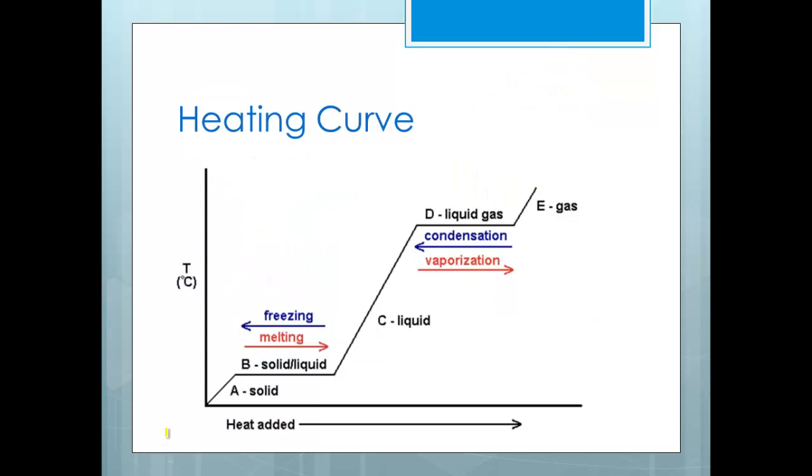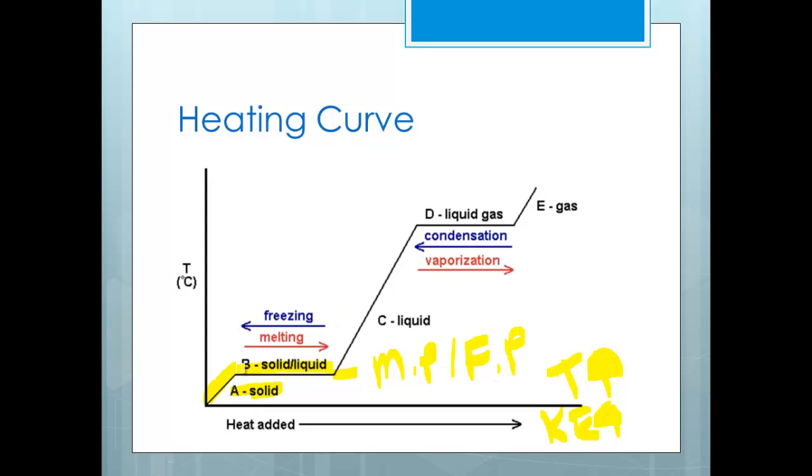Now, what we should be able to do with these graphs is tell me a couple things. One, what phase is present at each part of the graph. So for example, this would be part A. This would only be a solid. As heat is added and the kinetic energy goes up and the temperature goes up, something will melt. Here is our melting point and our freezing point.